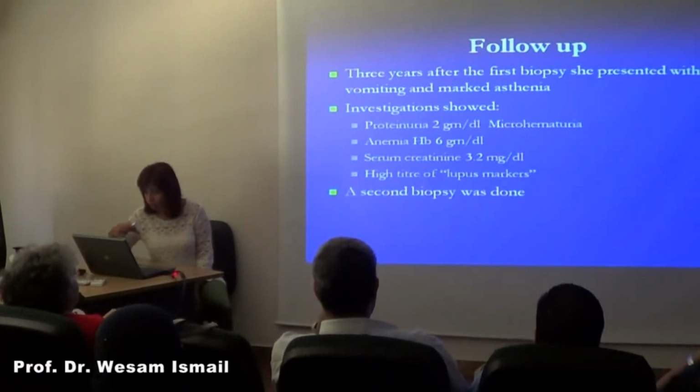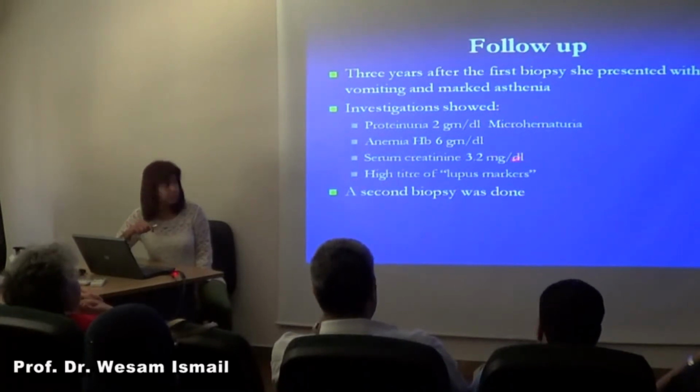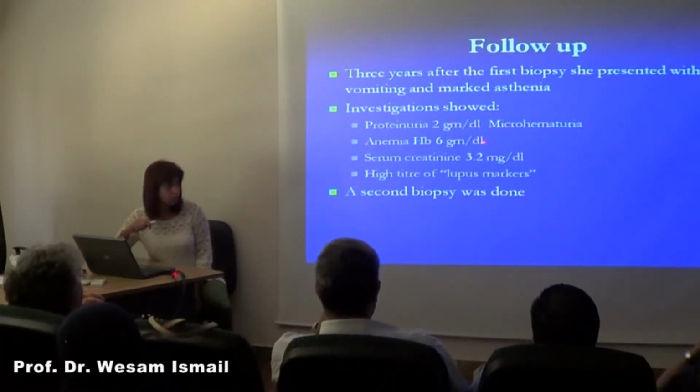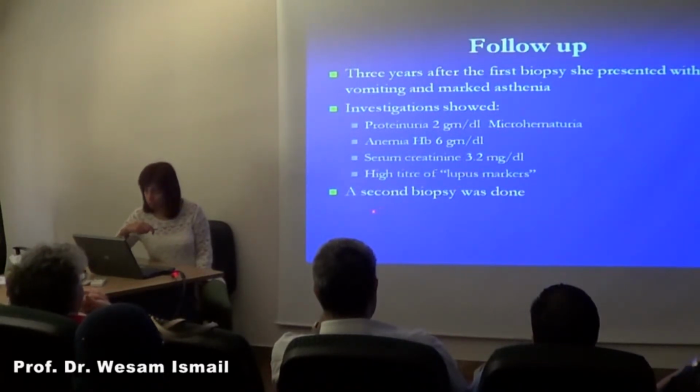albuminuria, which was persistent. 3 years after the first biopsy, she presented with vomiting and marked anemia. Probably she was non-compliant with the baby and everything. Her investigation showed proteinuria 2 grams this time. She had microscopic hematuria. She was markedly anemic. Her serum creatinine was 3.2. She had high lupus markers, and we performed another biopsy.